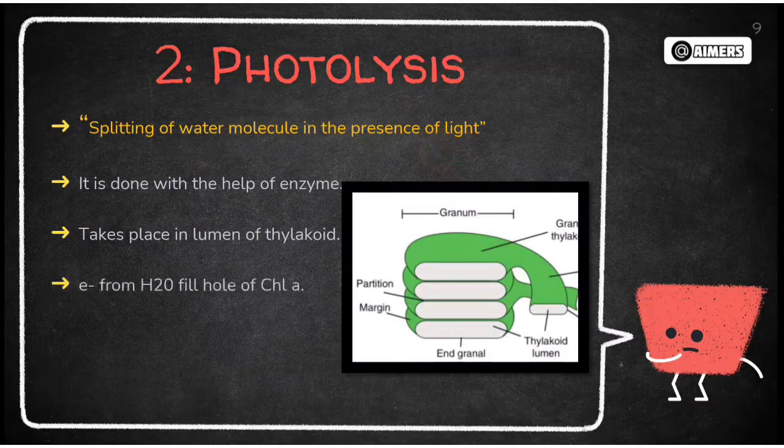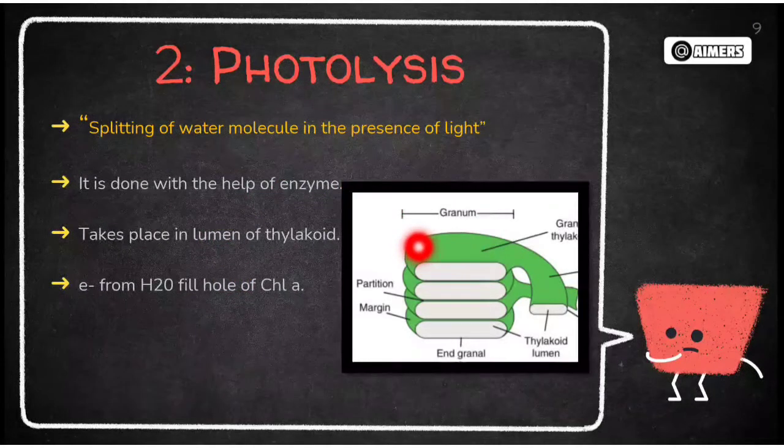So why does this water molecule break down? Water molecule breaks down because when electrons are excited from the chlorophyll A, the positive charge is created on chlorophyll A. You call this positive charge a hole. A hole is created in the chlorophyll A of the reaction center of photosystem 2. Now when water molecule breaks down in the presence of light, its electrons are removed from the water, and those electrons fill the space in the chlorophyll A molecule.